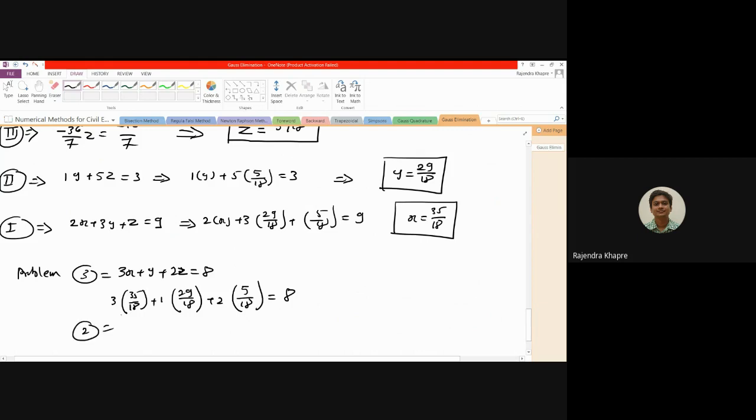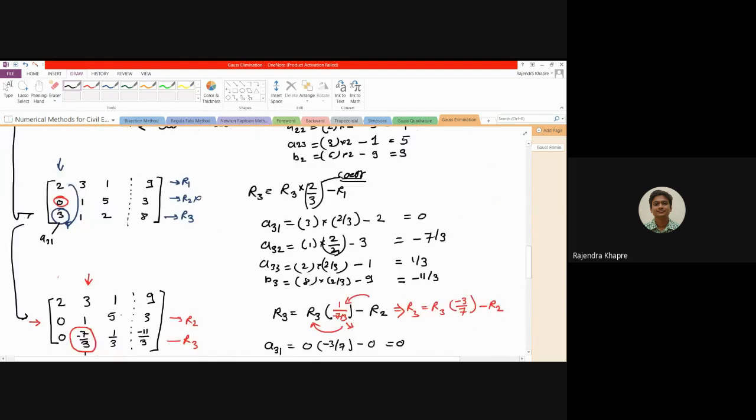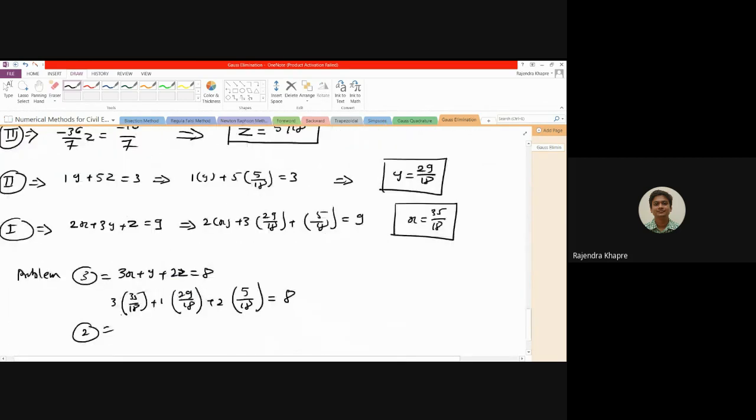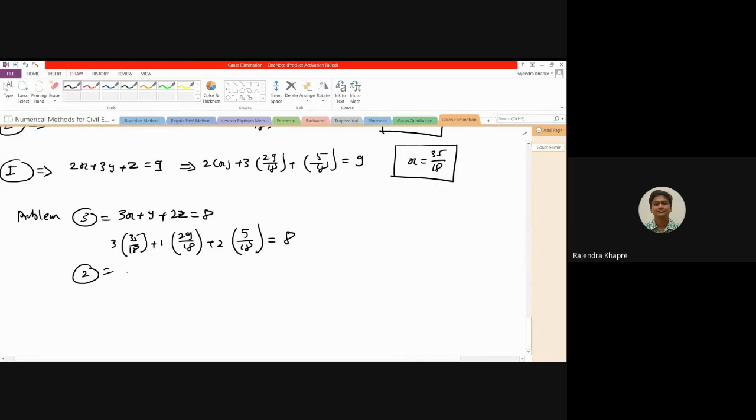Still if you want, you can check your equation 2. Don't use equation 1, you use either equation 2 or equation 3. It says 1, 2, 3 equals 6. So this is 1x plus 2y plus 3z equals 6. So this is 35 by 18, plus 2 times y, so y value is 29 upon 18, and plus 3 times z is 5 upon 18, and this must be equal to 6. Sir, it's equal to 6. It's equal to 6, right?